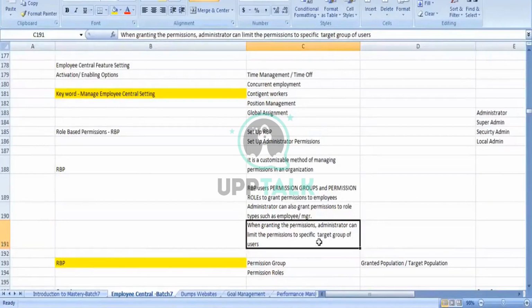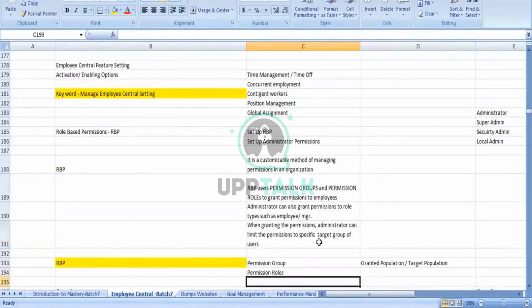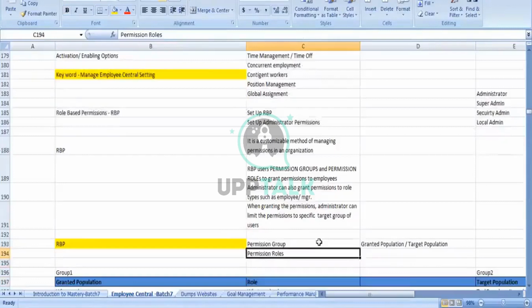Now coming to RBP. As I told you, role-based permission is divided into two parts: one is permission group and another is permission role. Again, permission group is divided into two parts: granted population and target population.